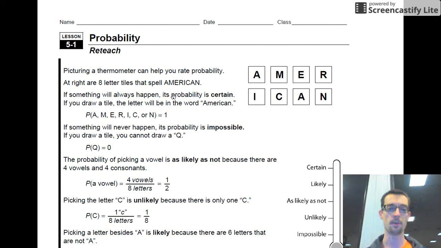If something will never happen, its probability is impossible. Can't happen. If you draw a tile, you cannot draw a Q from these 8 tiles. So P of Q equals 0. 0%. It can't happen. The probability of picking a vowel is as likely as not, because there are 4 vowels and 4 consonants. You could pick a vowel, you could pick a consonant. It's likely either way. So the probability of a vowel equals, well, there's 4 vowels divided by 8 total letters, so it's 1 over 2, 50%.